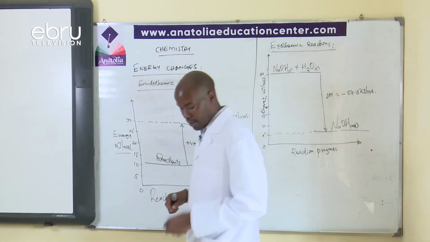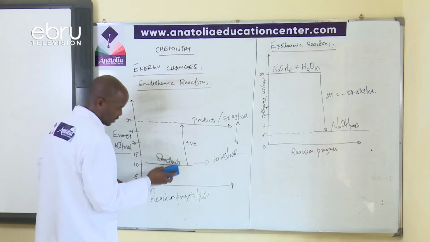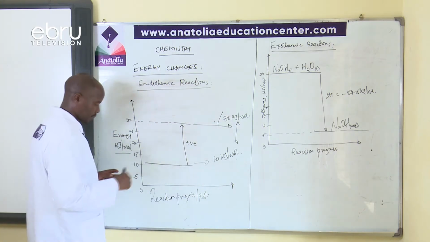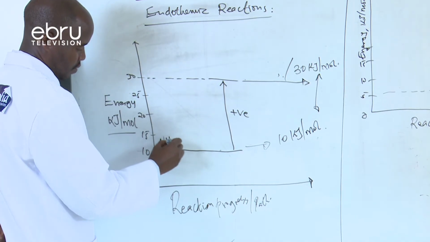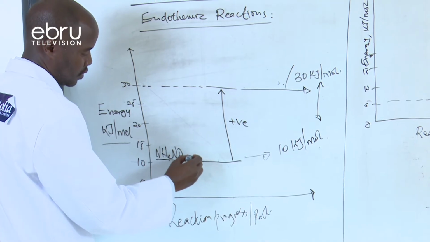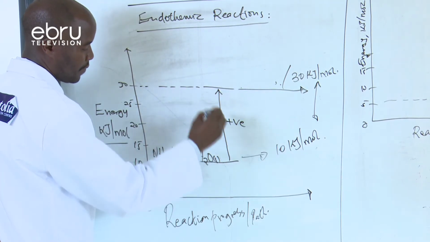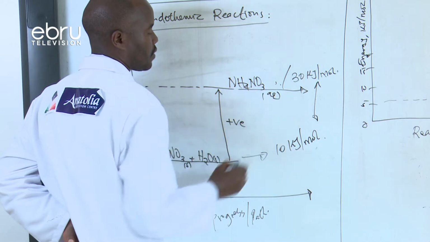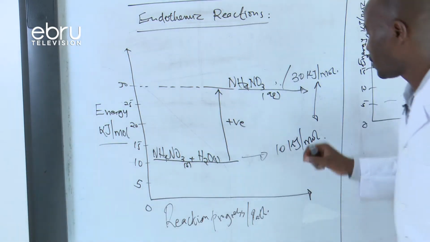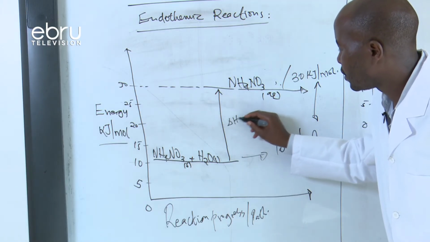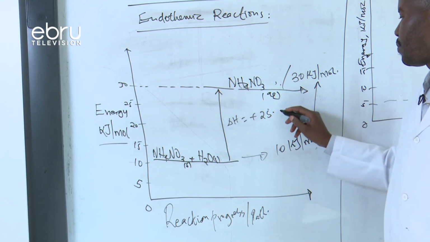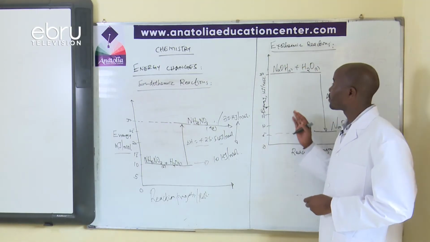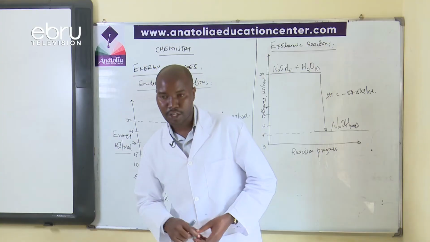The same case with dissolving ammonium nitrate in water. So if you have ammonium nitrate here, it is a solid. You are dissolving this one in water. You form ammonium nitrate aqueous. And this is an example of endothermic reaction. The enthalpy change, or the delta H, will be positive 25, maybe 0.5 kilojoule per mole. So those are two examples whereby we have an exothermic and endothermic reaction.